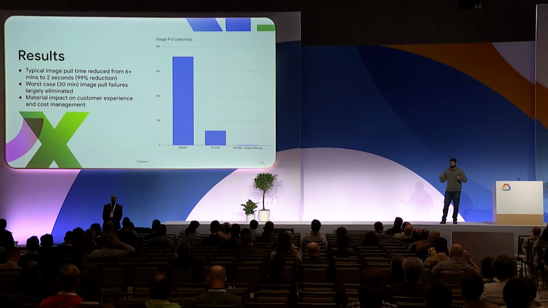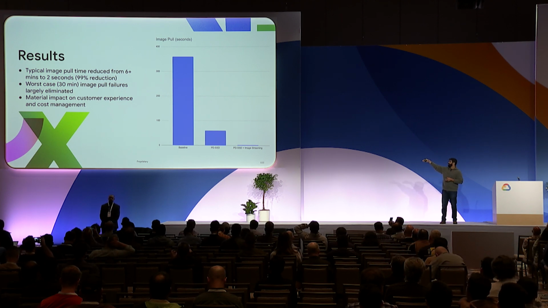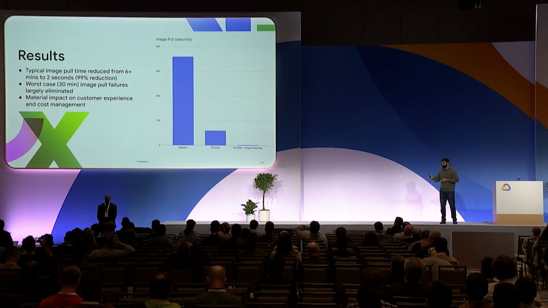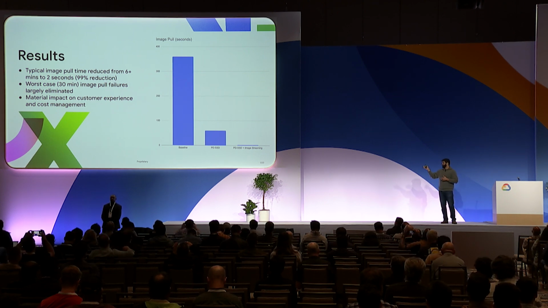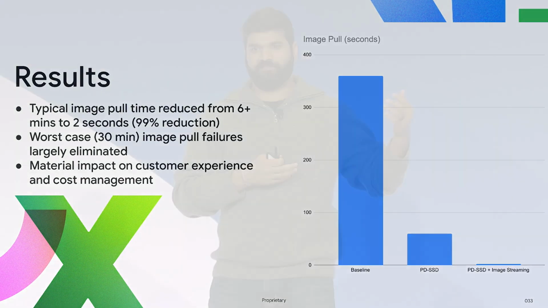So let's talk about results. As you can see, a really massive improvement in our image pull times. So we had a 6-minute baseline pull time that I already mentioned. When we offloaded all of our weights and thinned our container image, we got down to around 60 seconds. And then once we enabled image streaming on top of that, our pull times now look like around 2 seconds in a typical case. So that's pretty incredible. We went from pull times which could take tens of minutes in some scenarios to just seconds.